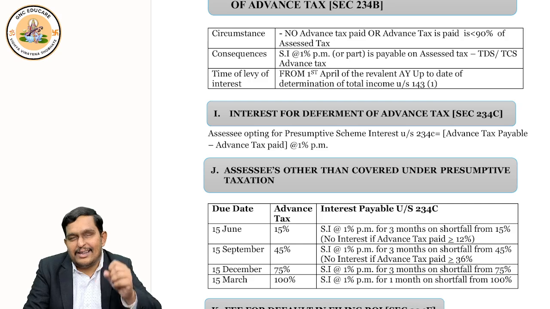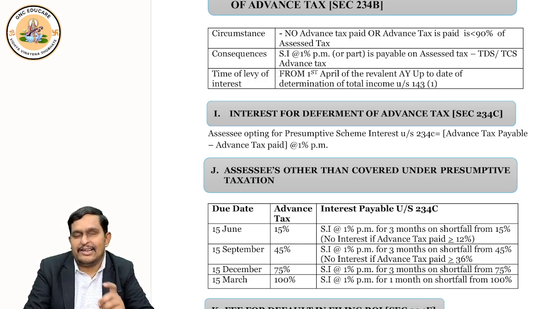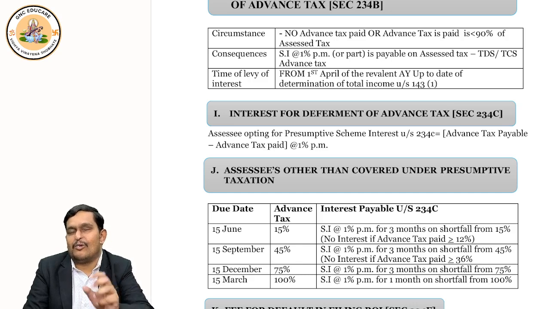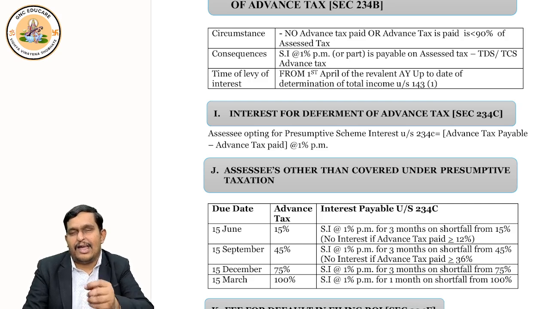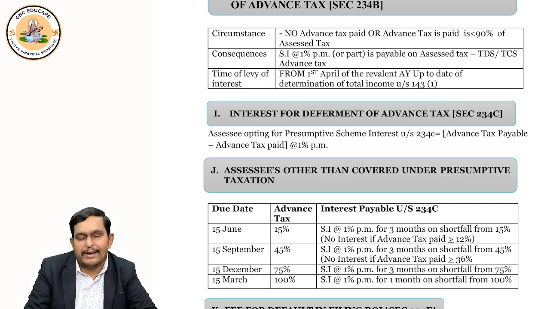But if you paid less than 12%, then definitely you have to pay the interest under 234C. And how much is it? 1% per month, and it will amount to 3% for the quarter. And it is compulsory. Sir, I paid on August 1st. Still 3% they will charge. Okay? Right. Next.